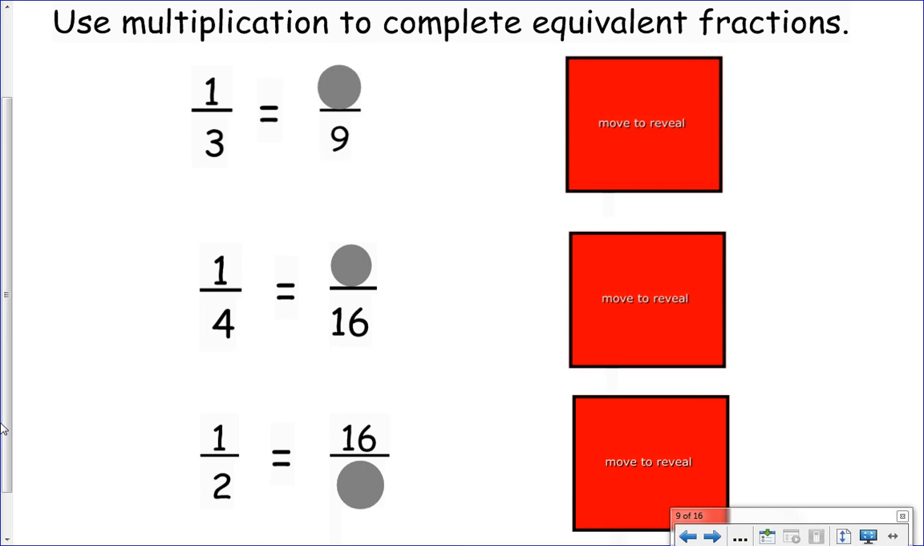Okay, so now that you've gotten that, first thing I need to do is I need to figure out how many times 3 goes into 9. So what times 3 equals 9? Then we'll come up with 3 here. So 3 times 3 equals 9. So I'm going to multiply, since I multiplied 3 on the bottom, I'm going to multiply 3 on the top. So that gives us 3 over 9, or 3/9.